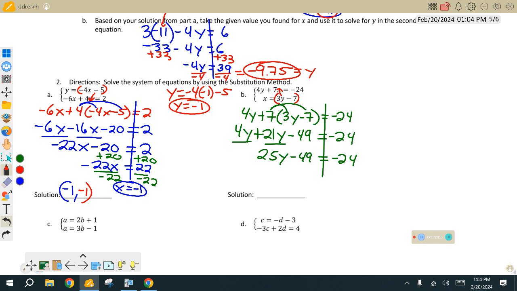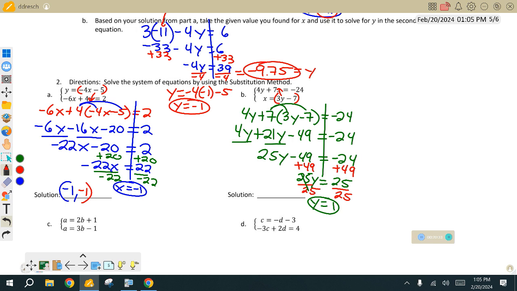What's our next move? Add 29. Cool. That cancels out. Then it equals 25. Okay, so negative 24 plus 49 gives us 25, I heard. Which means y equals 1. And Matt said y is 1. Divide by 25, and y is 1.